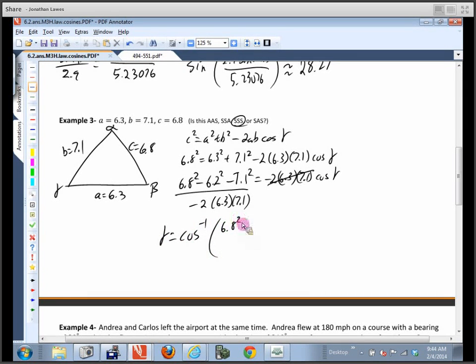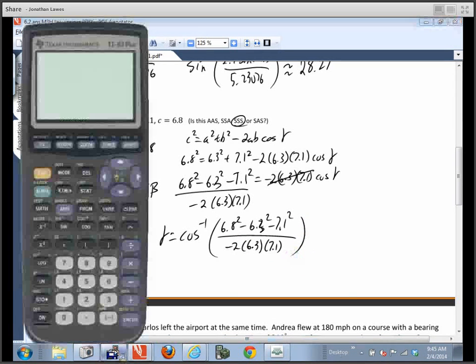So 6.8 squared, that's a 6.3, 7.1 squared, and then we're going to divide by -2, 6.3, 7.1, and we're going to type that into the calculator. Okay, again, I'm in degree mode, so I'm all set to go. So I'm going to type in cosine inverse. Okay, what do I need next?